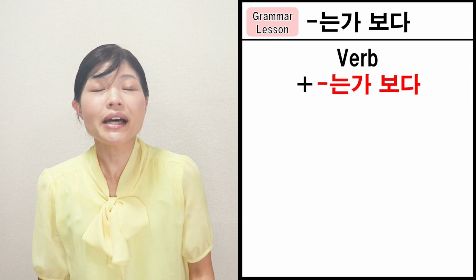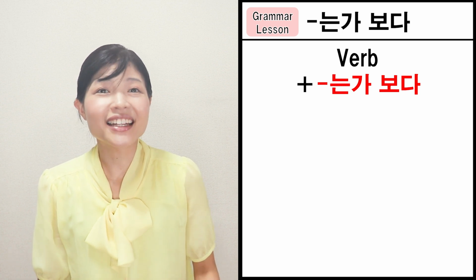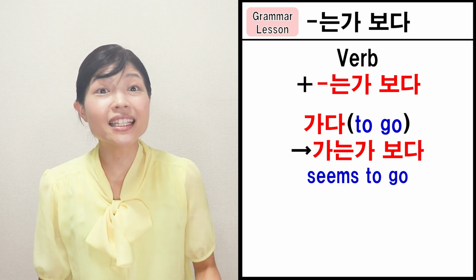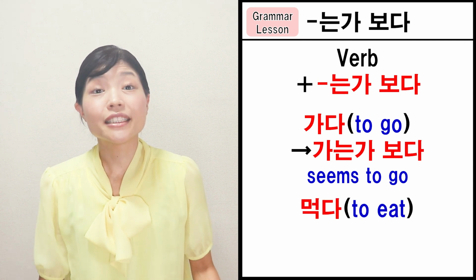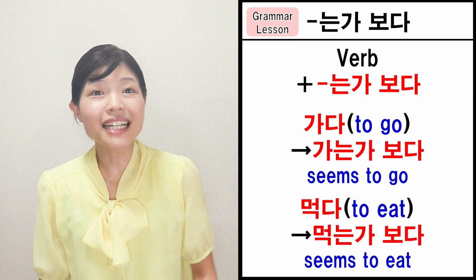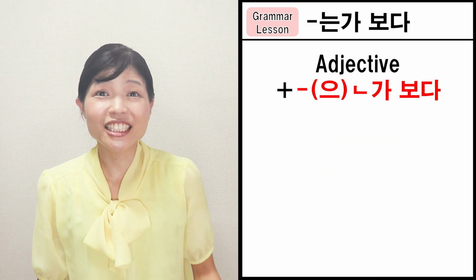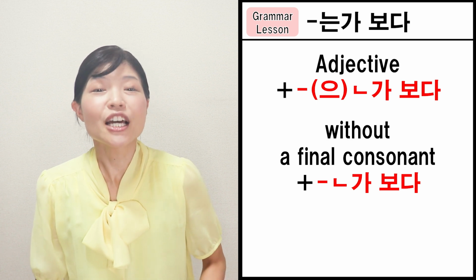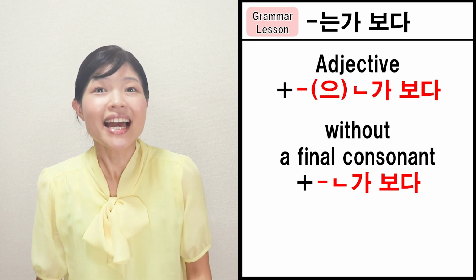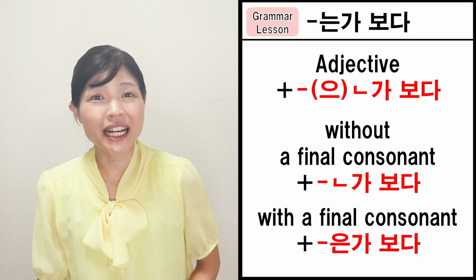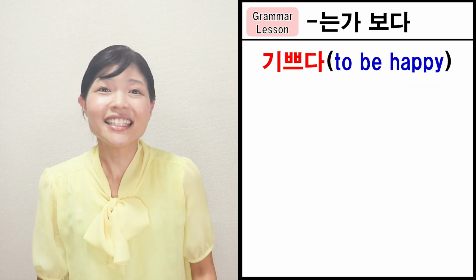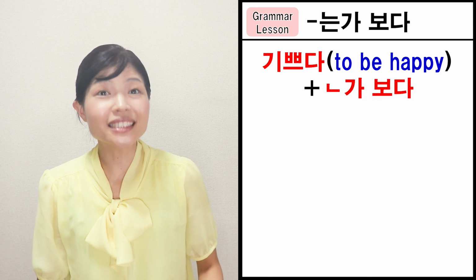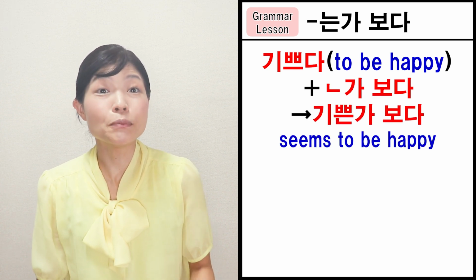For a verb, you attach 는가 보다 regardless of a final consonant. For example, 가다, to go, will be 가는가 보다, seems to go, and 먹다, to eat, will be 먹는가 보다, seems to eat. For an adjective, you use ㄴ가 보다. If an adjective does not have a final consonant, you attach ㄴ가 보다. And if an adjective has a final consonant, you attach 은가 보다. Since 기쁘다, to be happy, does not have a final consonant, you attach ㄴ가 보다 to say 기쁜가 보다.